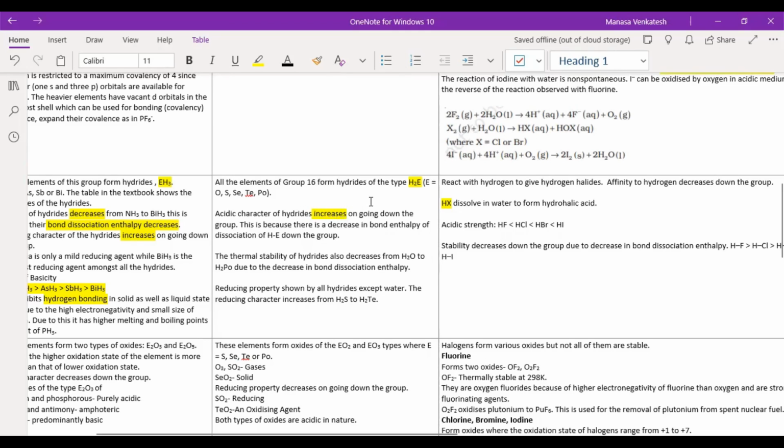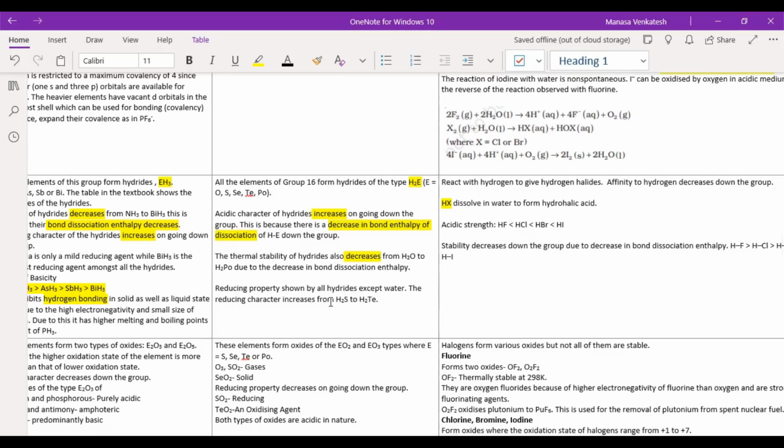To remember this, you can just think that water is neutral, right? So the acidity increases as we go down the group. Now, thermal stability. If you notice, there is a decrease in bond enthalpy of dissociation, which means it is easy to break these bonds, which obviously will imply that thermal stability is going to decrease as we go down the group. Reducing property, on the other hand, is shown by all the hydrides except for water. And it increases as we go down the group.